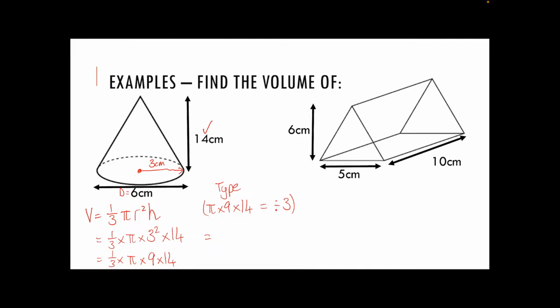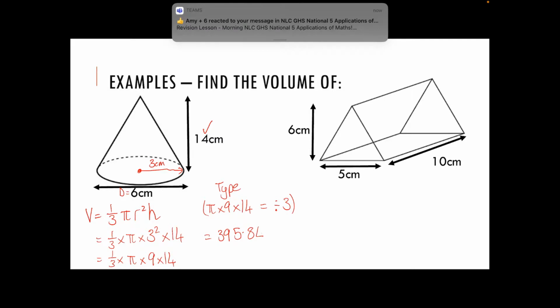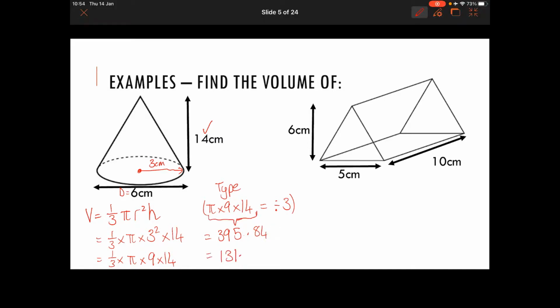So pi times by 9 times by 14 is going to give me my 395.84, and we are going to divide that by 3, so that gives us 131.95. Again, it's going to be centimetres cubed for volume.